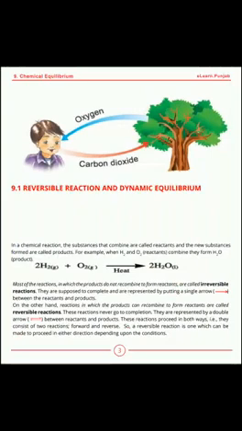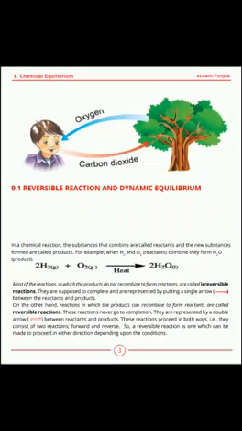In the first topic, here are some terms, that is reactants and products. The substances that combine are called reactants and the new substances formed are called products. For example, when H2 and O2 combine, they form H2O. In the equation you can see that hydrogen and oxygen combine. Hydrogen and oxygen are known as reactants and water is formed. Water is the product.